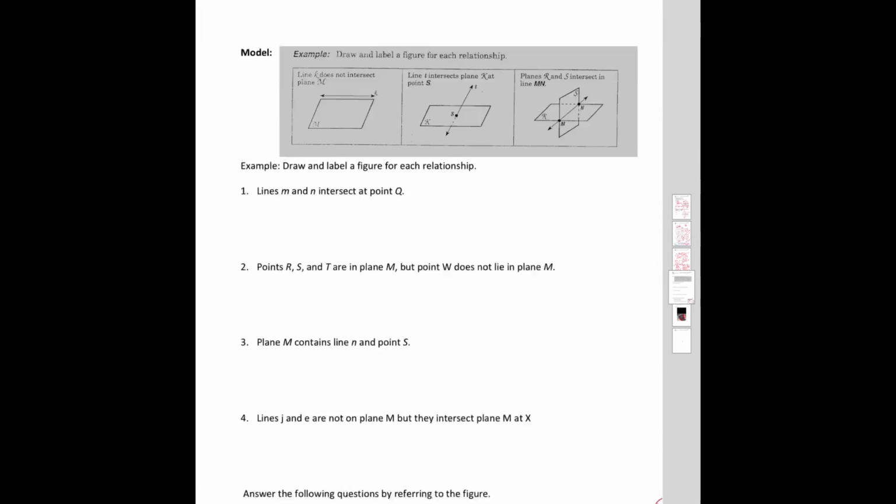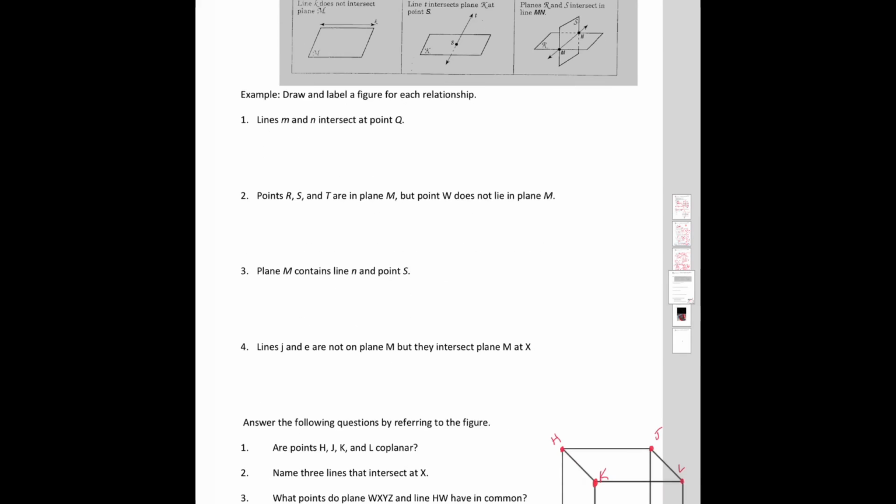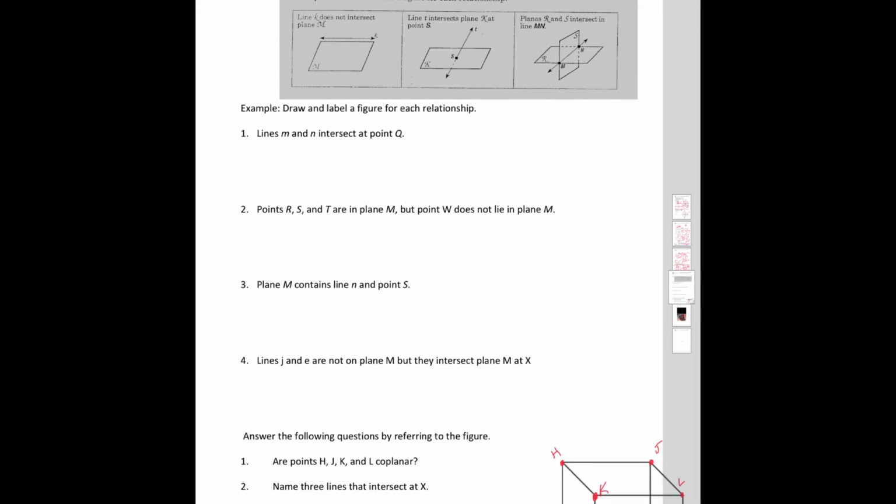So now on to the last page. Now we have some modeling with drawing and some joined together questions about planes, lines, and anything with collinearity or coplanar. If we look up here at this model, it says draw and label a figure for each relationship. Up here it says line K does not intersect plane M. So this picture would look like this. We drew a plane here, M, and all we're doing is drawing a line that doesn't intersect it.